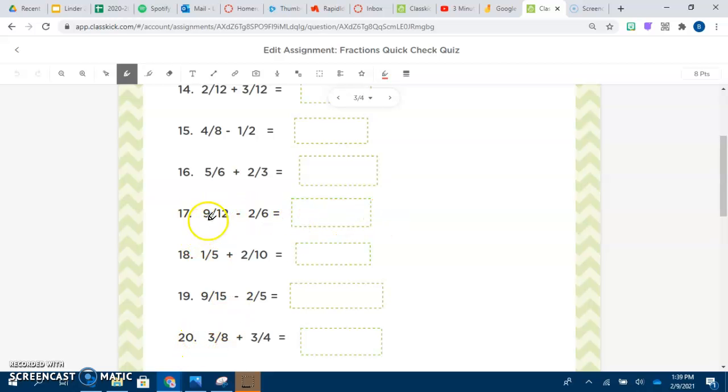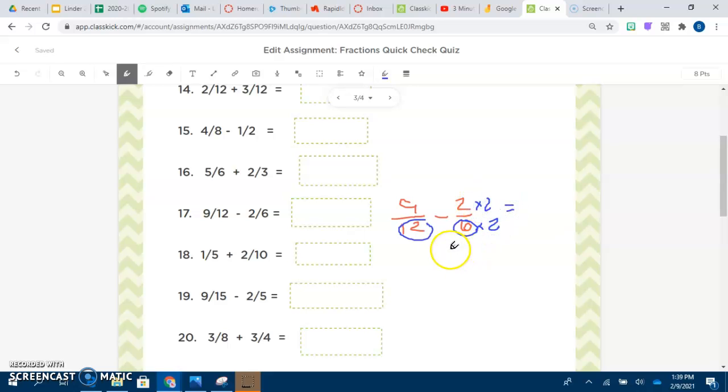I'm going to start with 9/12 minus 2/6. So I'm going to reset up my problem. That's 9/12 minus 2/6. Well, your denominators need to be the same. That's the first thing. 6 and 12 are not the same. But I know that 6 can be a 12. So I'm just going to times this by 2 and times this one by 2.